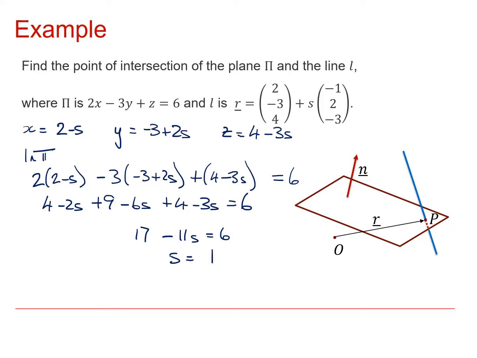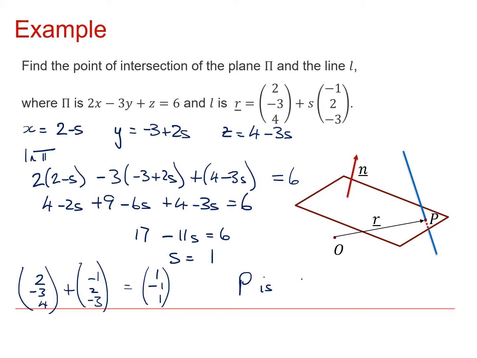And so my point of intersection is on the line when s equals 1. So I've got 2 minus 3, 4, plus minus 1, 2, minus 3, and that gives me 1, minus 1, 1. So the point P is 1, minus 1, 1.